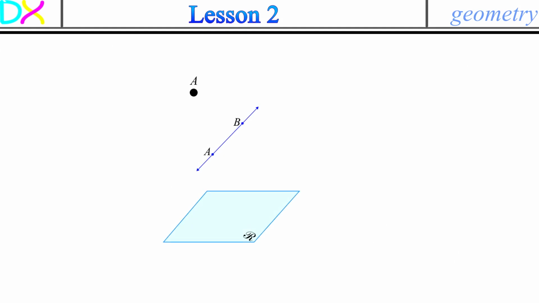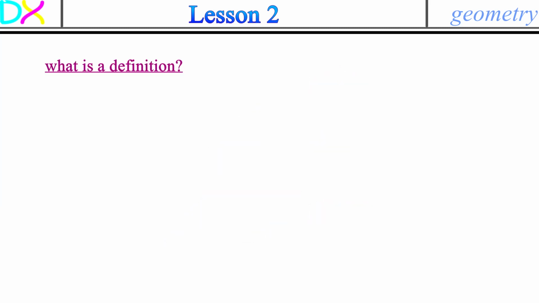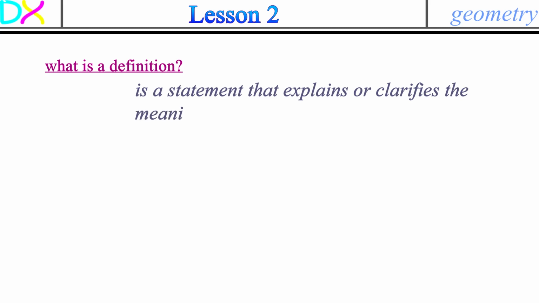Hi, in the previous lesson, we named this as a point, this as a line, and this as a plane. We also defined them. By the way, what is a definition? A definition is a statement that explains or classifies the meaning of a word or phrase. With our understanding of what is a definition, we know the definitions of the terms point, line, and plane have words which themselves require to be defined.